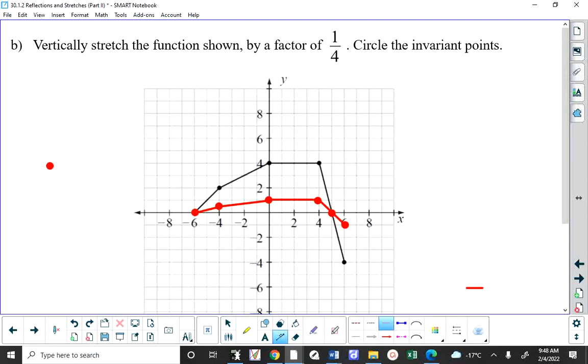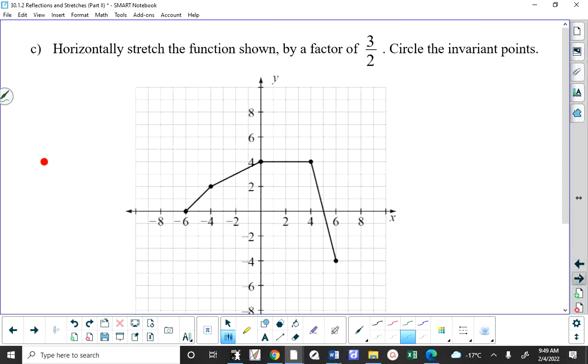Circle the invariant points. No worries. X-intercepts are invariant points when it comes to a vertical stretch. And again, I don't think that's a memorization thing. I don't think you should go, oh, I better memorize that, x-intercepts are invariant with a vertical stretch. I think it should make sense to you. Any questions with B? I think you're getting the hang of this.